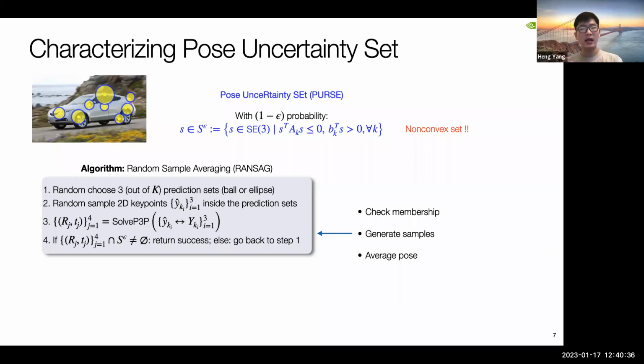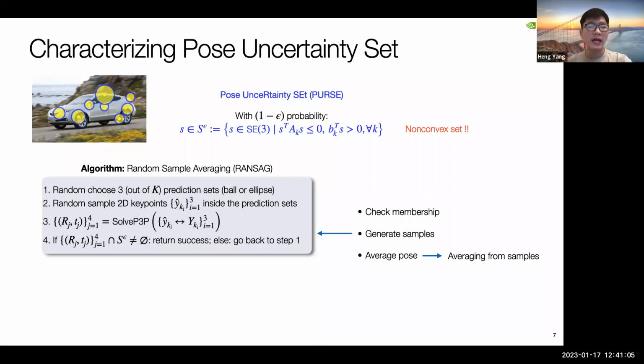So let's say I sample 1,000 times and get, for example, 200 samples in this purse. Then you will be able to generate some average sample from these samples, and that's what we call an average pose. That's why this algorithm is called random sampling averaging. The average pose will be kind of our estimate of the ground truth pose.